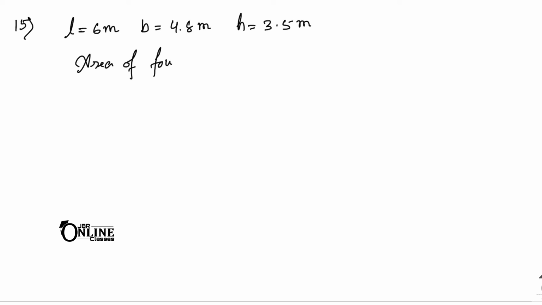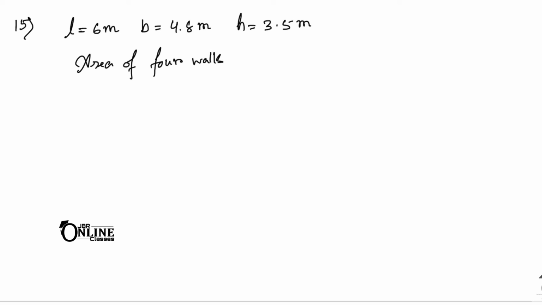Now next, sum number 15. A rectangular room is 6 meter long, 4.8 meter wide and 3.5 meter high. Find the inner surface area of the four walls. Okay, so as here length equal to 6 meter, breadth equal to 4.8 meter, and here height equal to 3.5 meter. Now we have to find out the area of four walls.